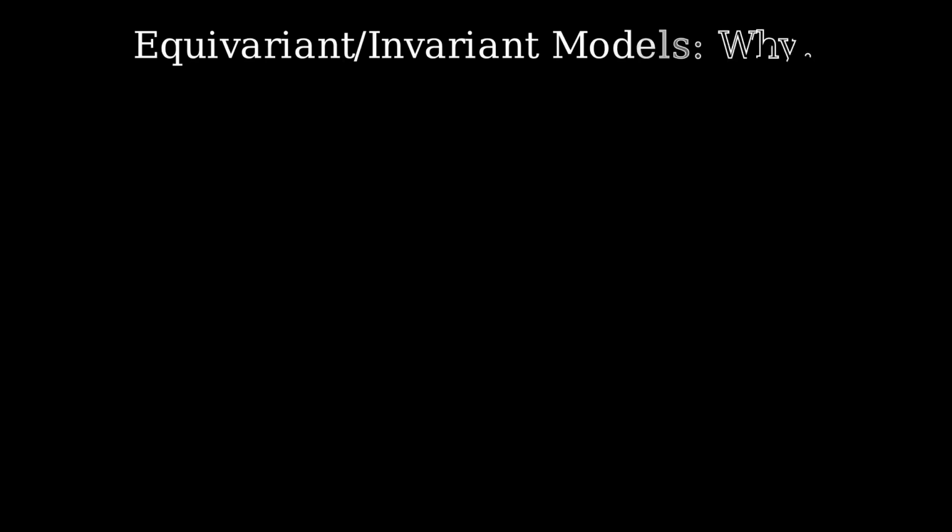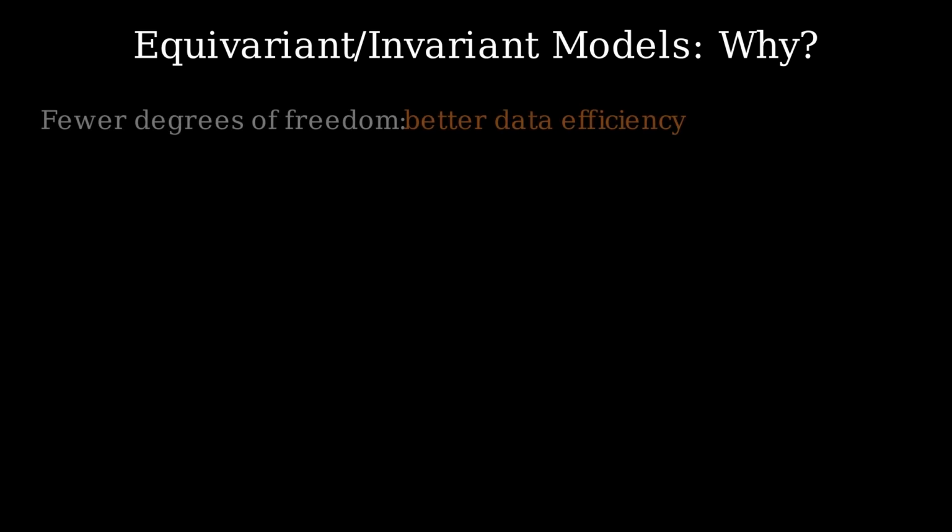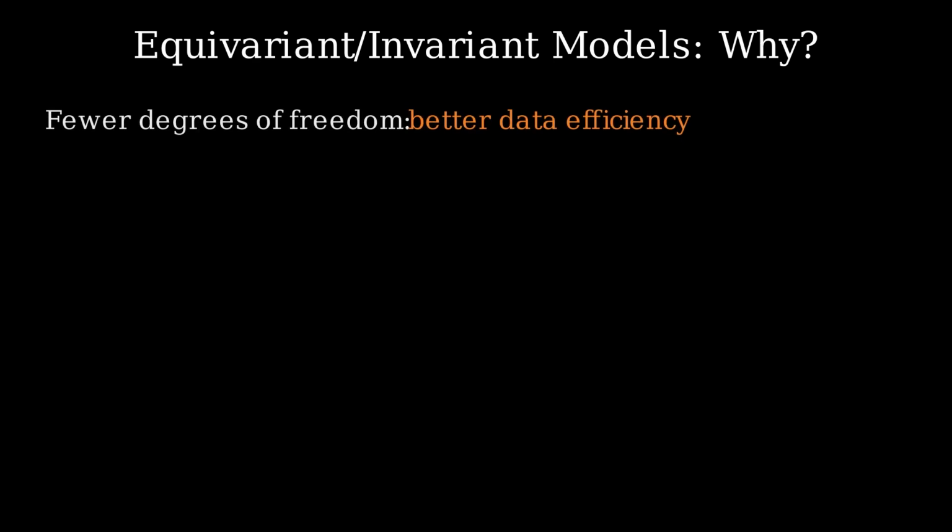Now that we understand what equivariance and invariance are, the natural question is, why should we care? The answer comes down to two fundamental benefits. First, symmetry-constrained models have fewer free parameters to learn because they cannot encode representations that violate the known symmetry. This leads directly to better data efficiency.